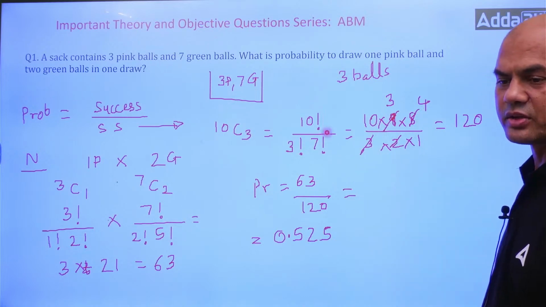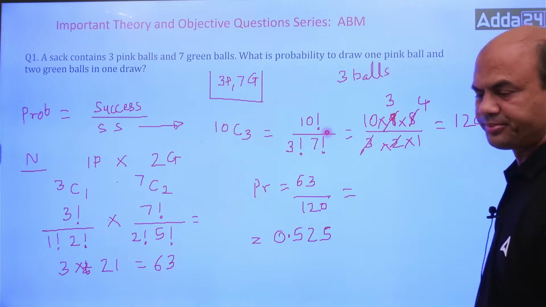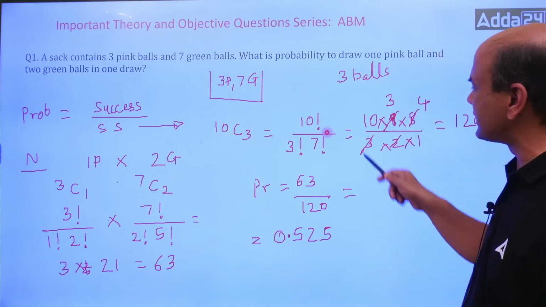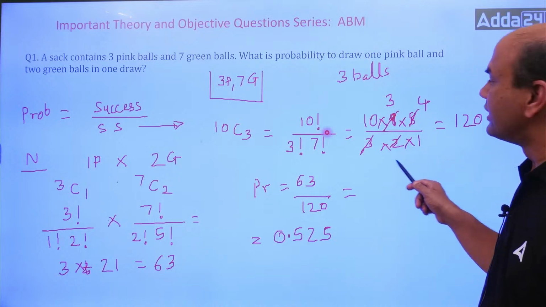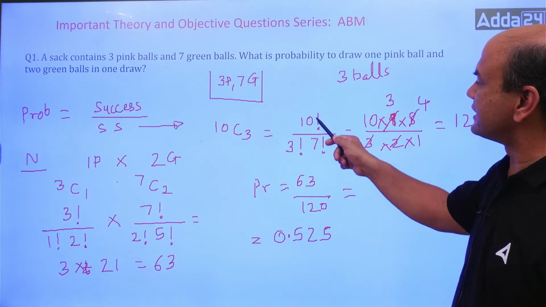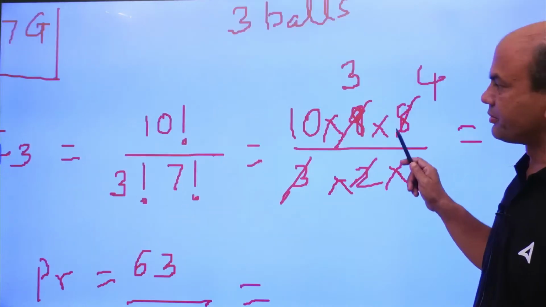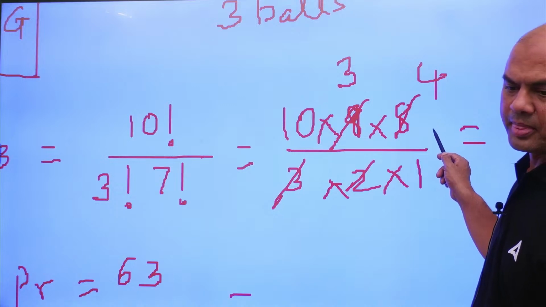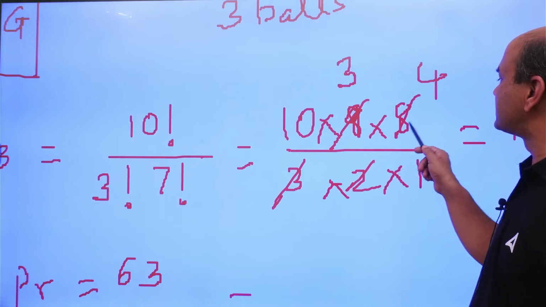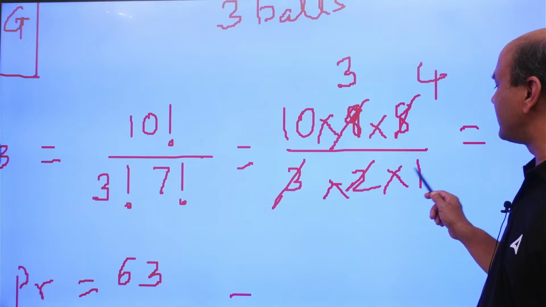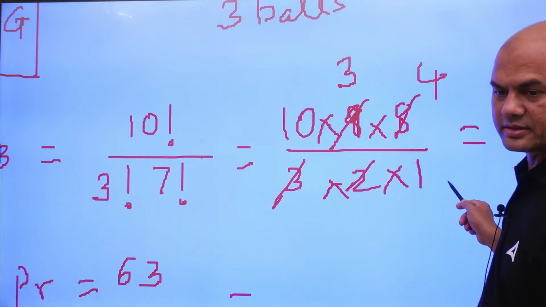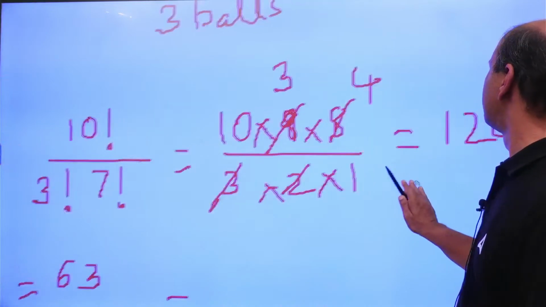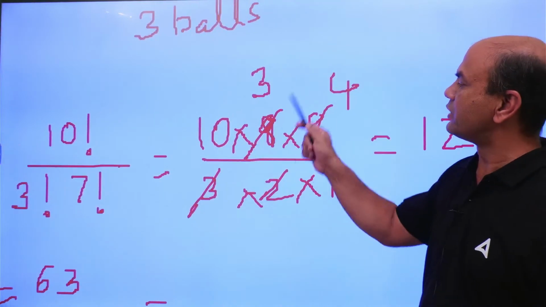What is 7 factorial? 7 into 6 into 5 into 4, and so on. So what have I done? Instead of solving all the things ahead, this 7 factorial I have cancelled with the 7 factorial over here. So 10 into 9 into 8 into 7 factorial divided by 7 factorial, that gets cancelled. So 10, 9, 8 upon 3, 2, 1.